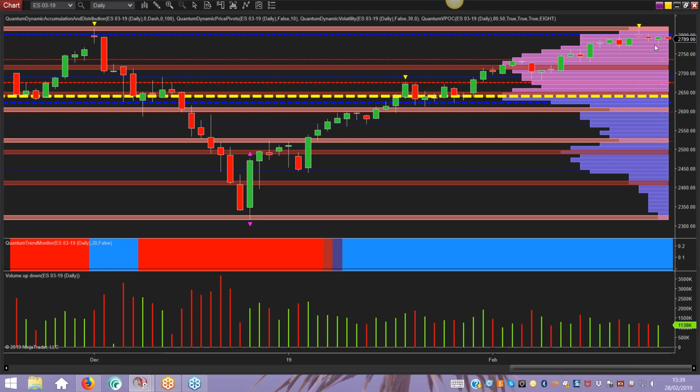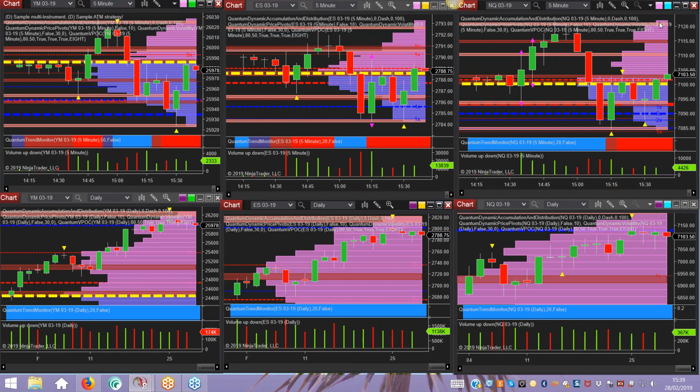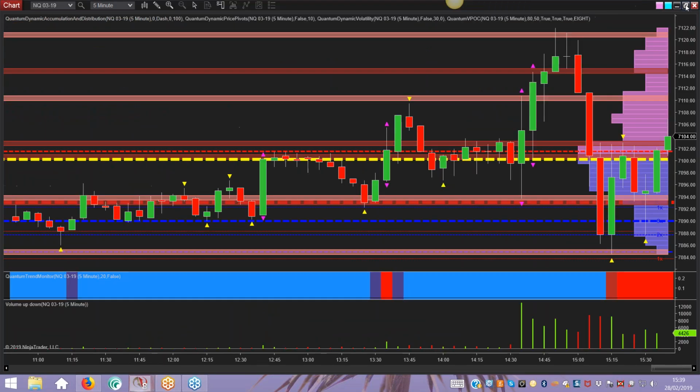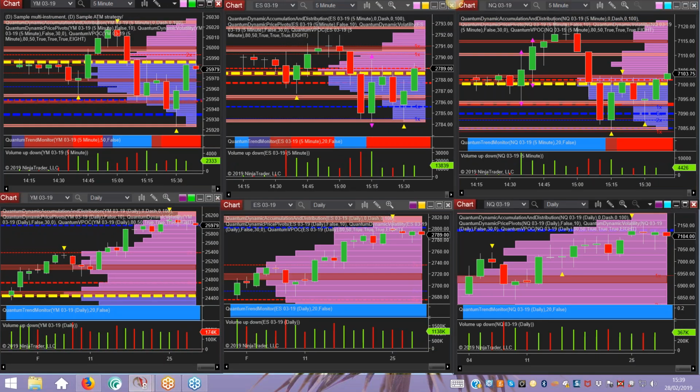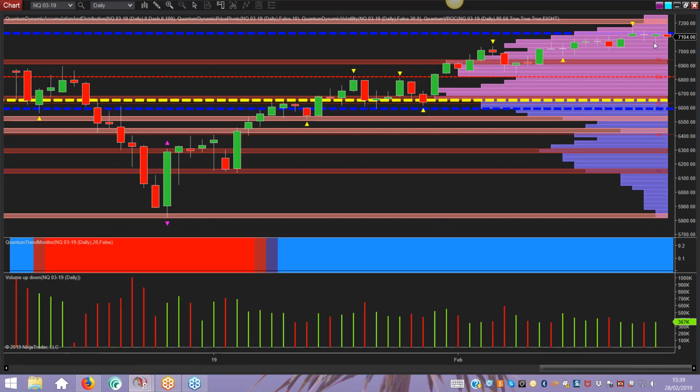The volume point of control is down here. We've got light volume, but we've got this fairly significant level of price action, which is on the accumulation distribution indicator, acting as resistance. Trend monitor's bright blue, which is what you expect. And that's where we are for the time being. And then over onto the NQ. Sorry, that's on the 5-minute, beg your pardon. Just on the daily, there we go.